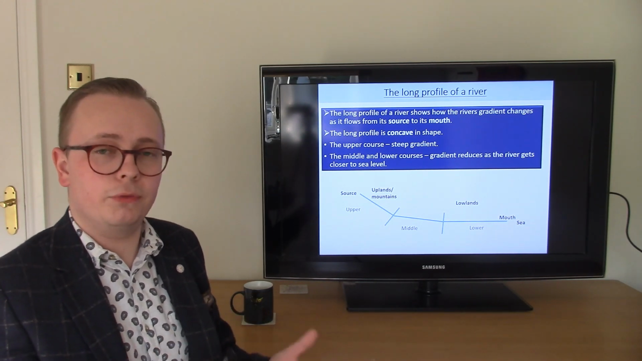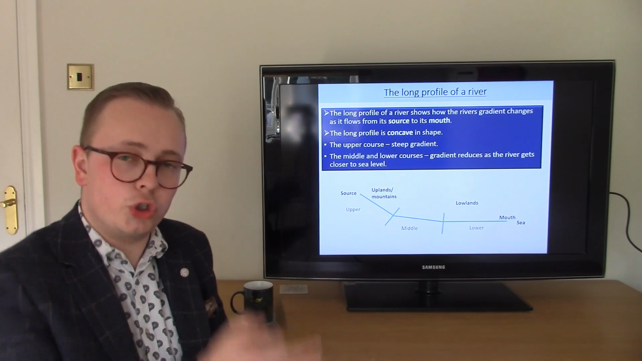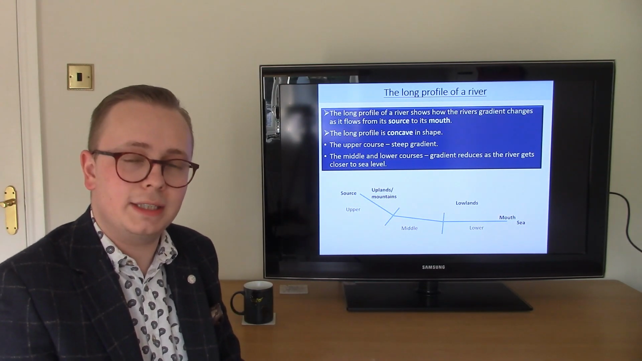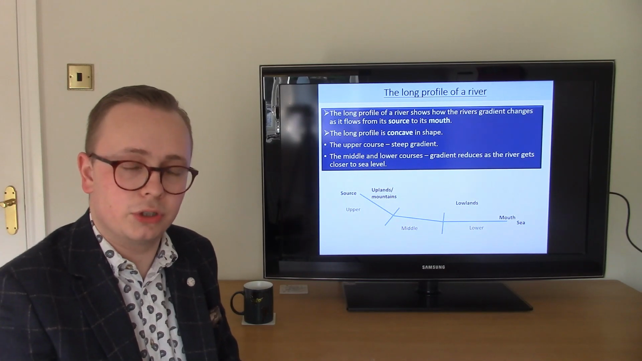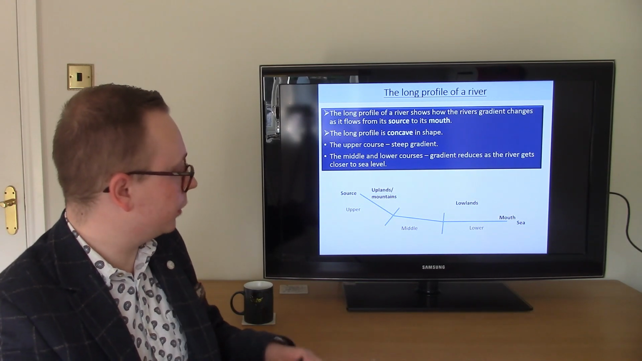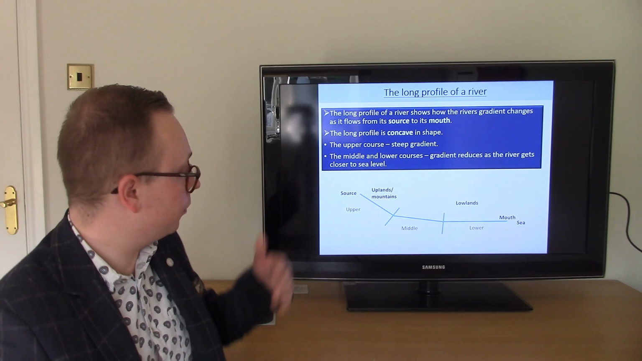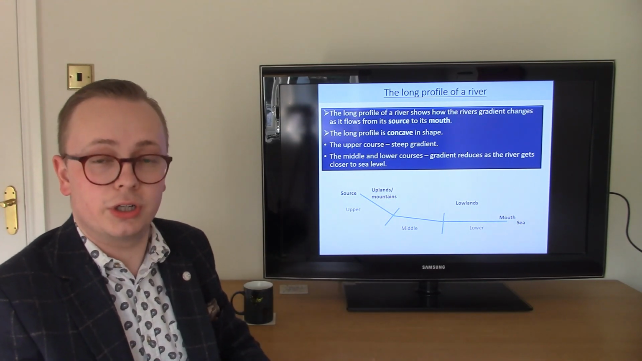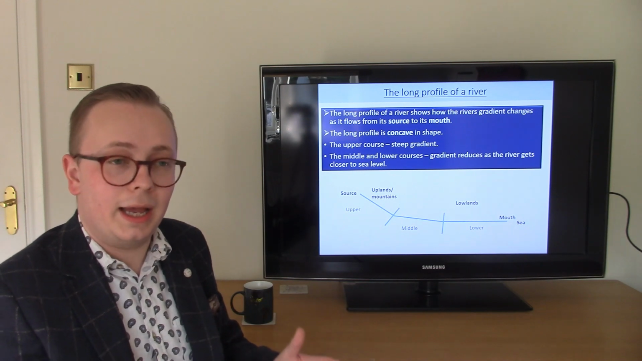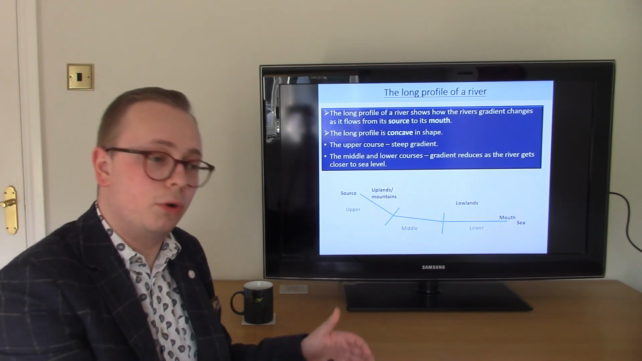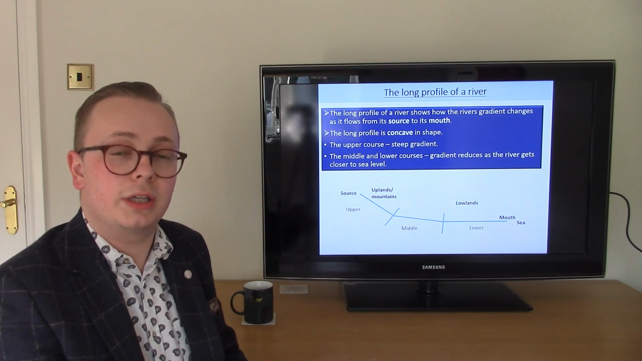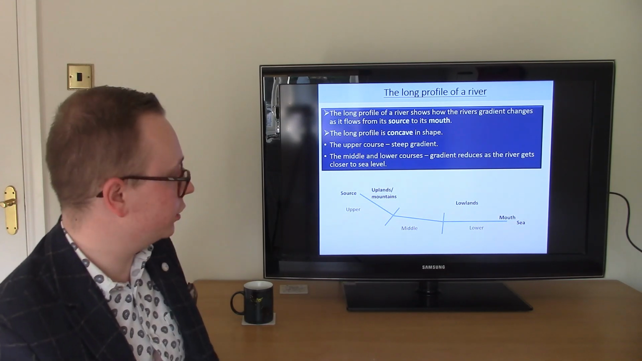And when it's high above sea level, that means erosion is vertical. It's cutting down through the landscape, through the bedrock, trying to get to that sea level or base level as it's known. Hence why in the upper course we've got this very steep gradient. But as you move to the middle and lower courses, that gravitational potential energy is lost, and as the river reaches base level it can put more and more energy into eroding sideways or laterally, which then causes a much flatter gradient to develop.